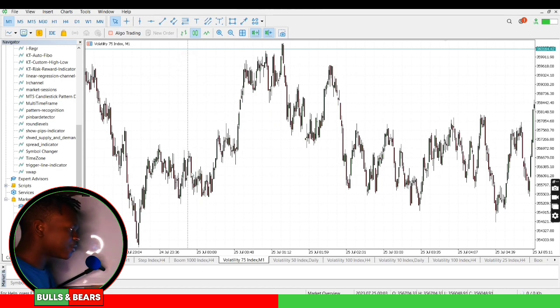From that line, if you are on the M1, count your first 15 candles from that line. Those 15 M1 candles will represent one candle on M15, and that's your homework for today. So this is just a trailer so that you guys can understand the behavior of these candlesticks.